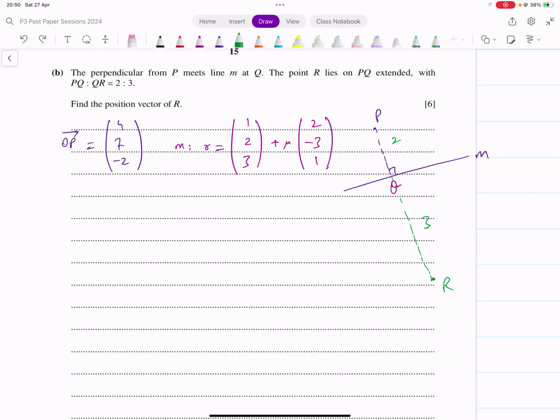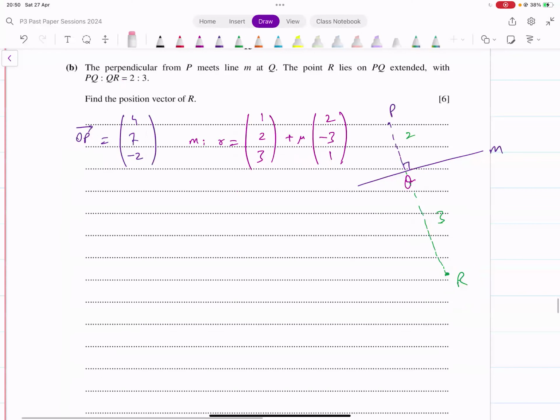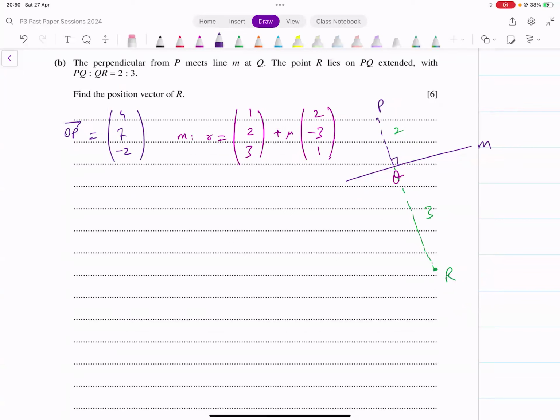Now, how do we do this? First of all, we have to find the position vector of the point Q. Once we have the position vector of the point Q, we can use ratios after that to figure out the point R as well. So we need to start by finding the position vector of the point Q first of all. How do we do that? Let's think about this. Let's find the position vector of the point Q and see what that turns out to be. It's the same process that we did for the earlier question, the vector question in the last paper as well. Let's follow that same process again quickly.